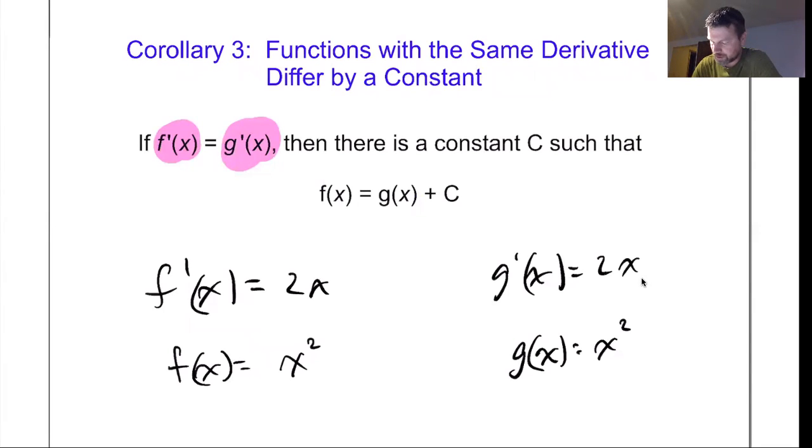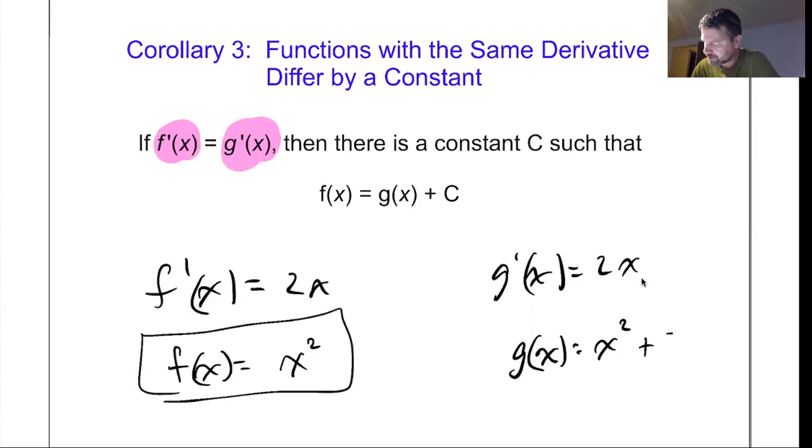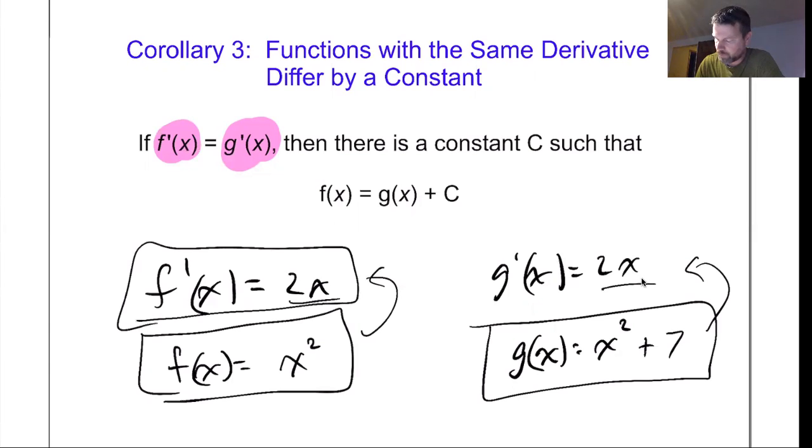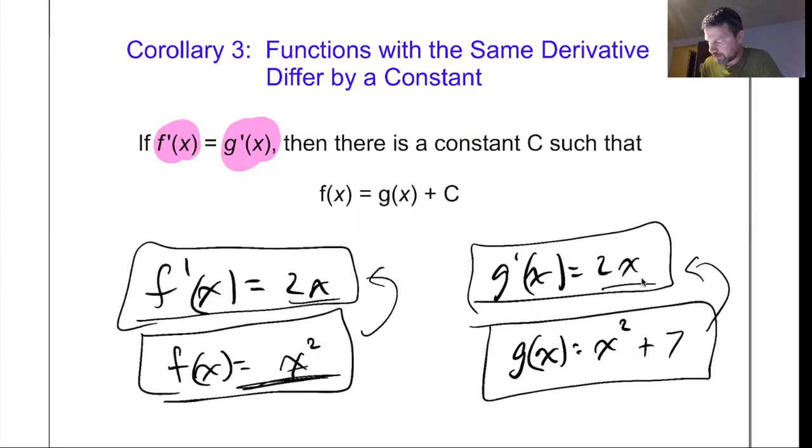Maybe f of x was just x squared. Maybe g of x was x squared plus 7, because the derivative of 7 would have been a constant, and they both end up with a derivative of 2x, right? So it's basically saying if you know that the derivatives are the exact same thing, the original functions are also the exact same thing, with the possible exception of differing by a constant. Maybe this one's plus 7, maybe that's plus 0 or plus 10 or plus whatever else you want.